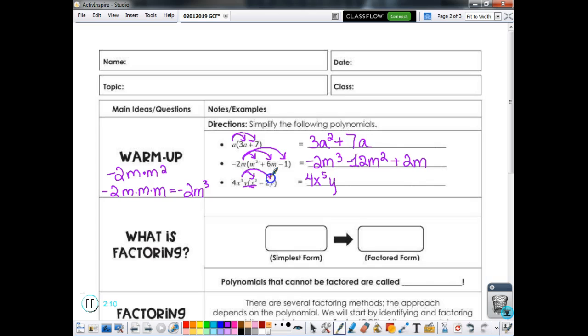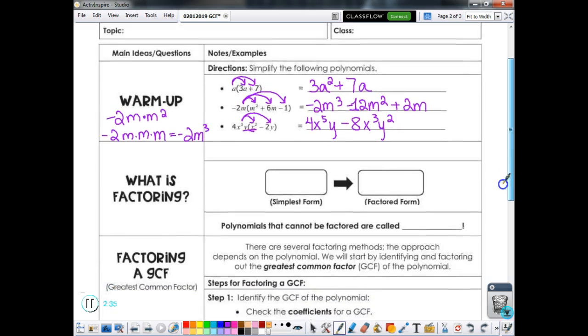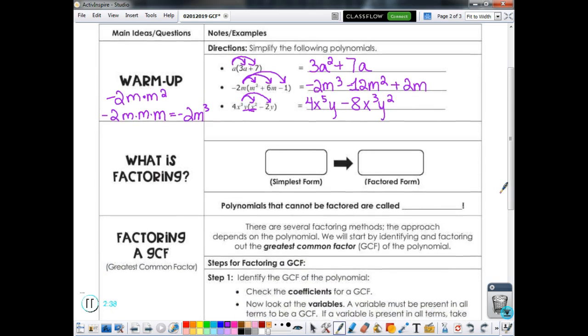And all of this times this, so I have 4 times negative 2 would be negative 8. X cubed, there's no other x, so it's just x cubed. And then y times y is y squared. Okay, and so that's how you distribute and simplify those polynomials.